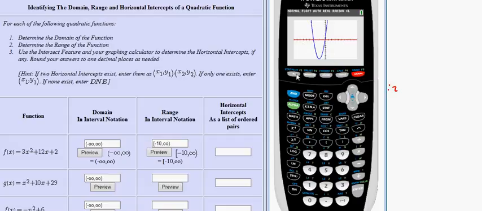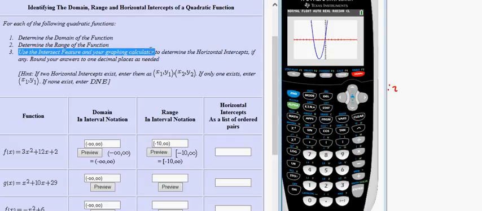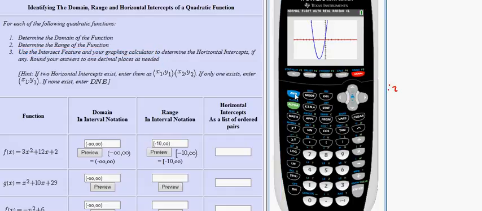But suffice it to say, if you go to your y equals and you typed in y equals 0, just know that it is there. Let me go back to graph. Now this is going to take me a minute. If I want to use the intersect feature, this is number 3, use the intersect feature on your graphing calculator. The intersect feature is second calc. It's option 5, so press 5.